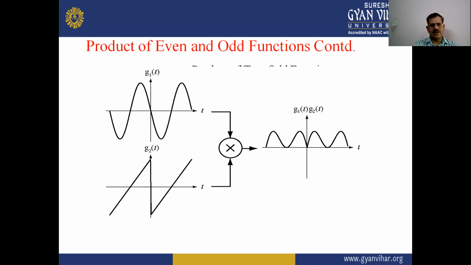And next, if we multiply two waves, one sinusoidal and the second triangular, then after the product the resultant waveform will be as in the second diagram, which is the product of g1 and g2, even and odd functions. So this is the resultant waveform in this second diagram, in which the two waveforms are one sinusoidal and the second triangular.